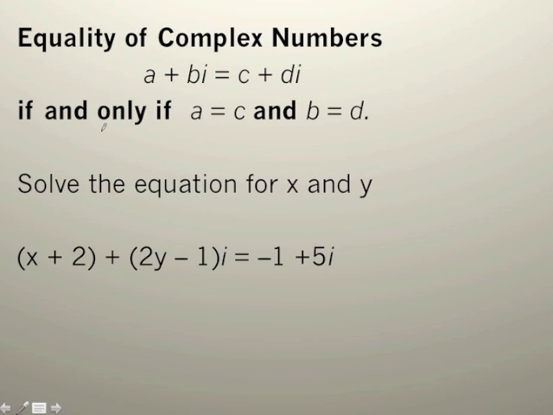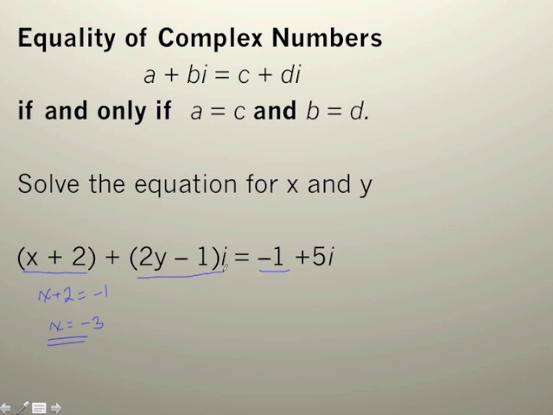Now, equality of complex numbers. a plus bi equals c plus di only if a equals c and b equals d. So we can solve this equation for x and y. I'll show you how. This is the real part, and the real part of this complex number is negative 1. So x plus 2 equals negative 1, or x equals negative 3.